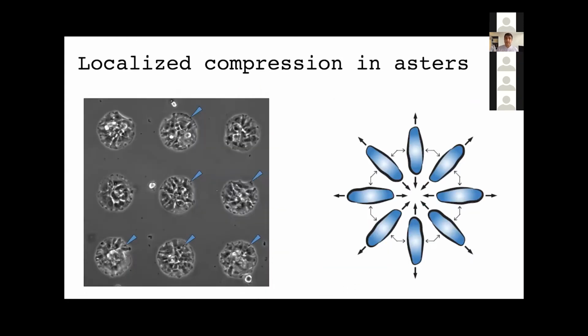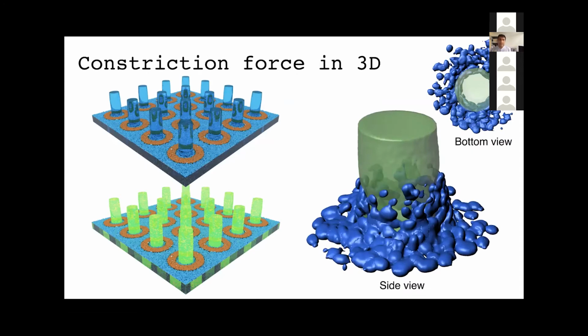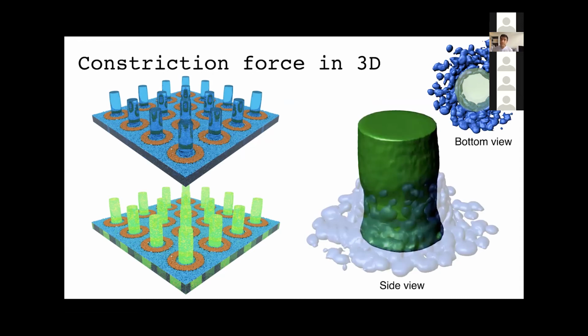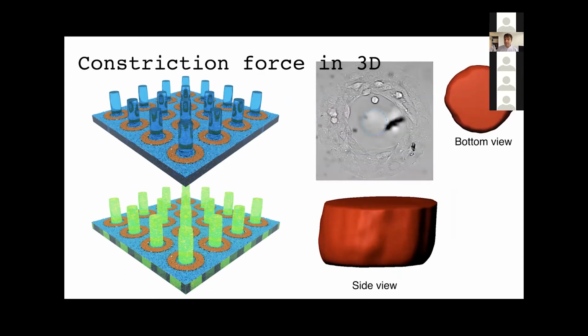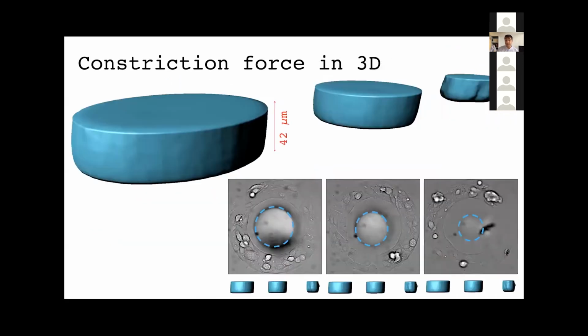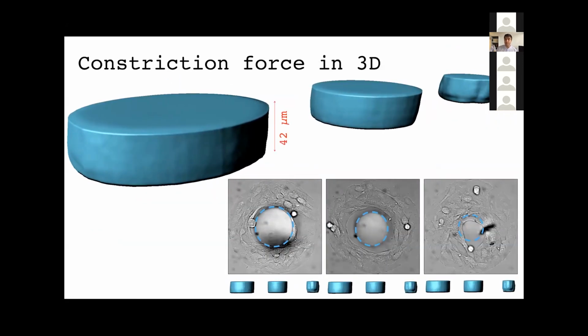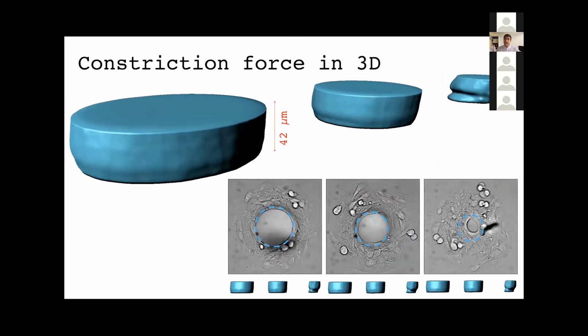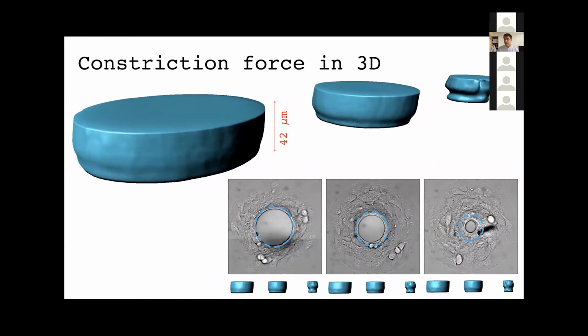Can we verify this? So the idea is, how could we measure the local compression in those asters? So Pau came up with a very nice idea of building fluorescent pillars, and I hope you can see the 3D images on the right with the cells, showing that the pillars are getting compressed by the monolayer of myoblasts. So we can trace this in real time, as you can see from this movie, and we can do that for different sizes of pillars, allowing us to measure the stress at different positions on the monolayer.